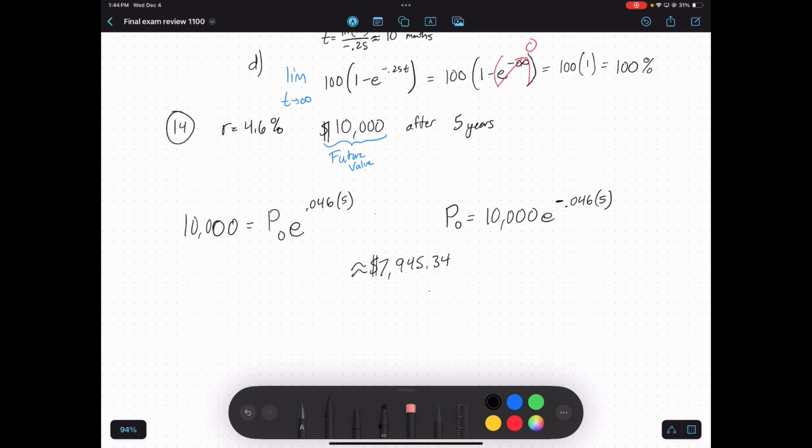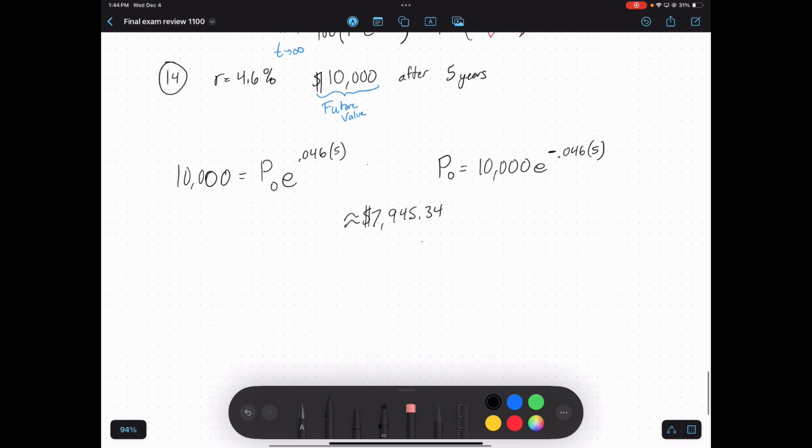Okay. Awesome. Questions about this one? Okay, moving on. Question number 15, another good exponential problem. This is an office machine that's depreciating in value as time goes along, right? This happens to a lot of different products. As time goes along, the value of that product declines.